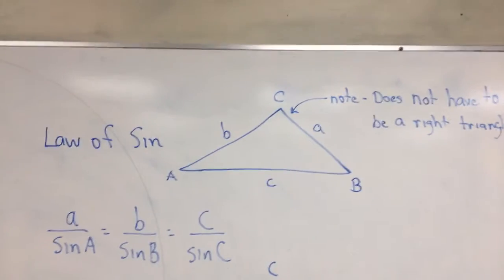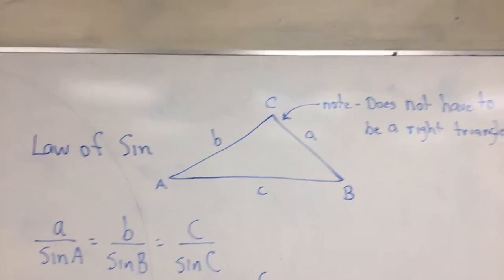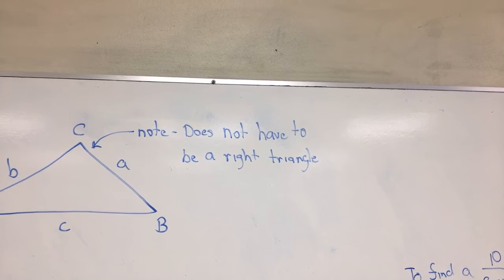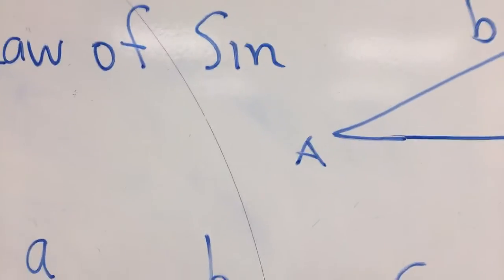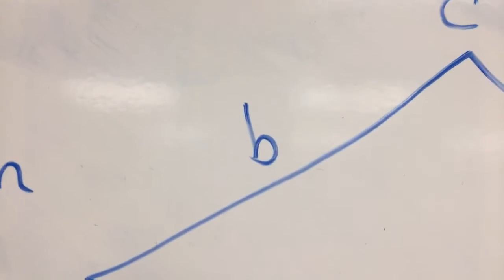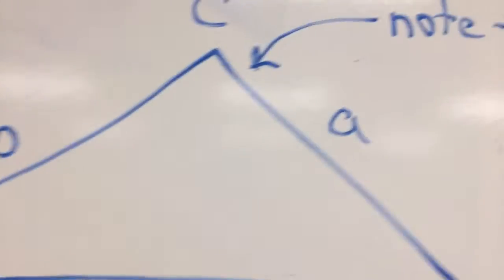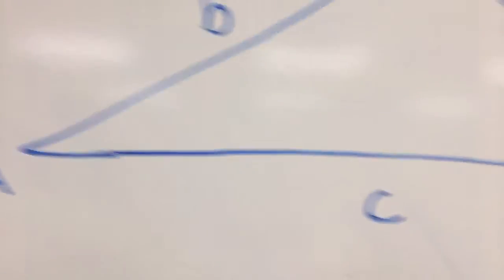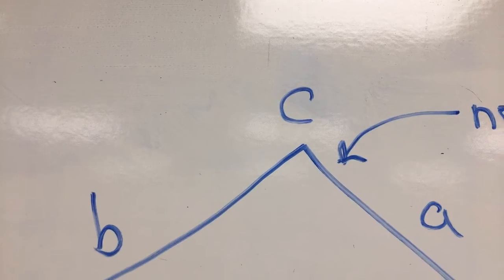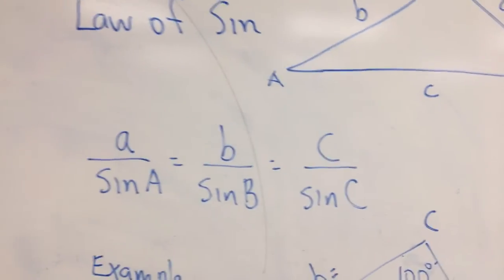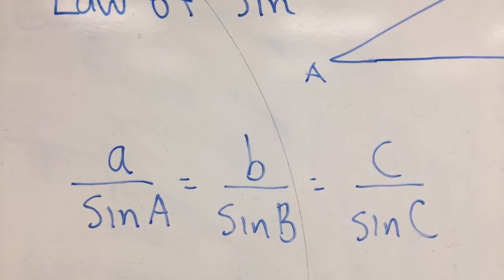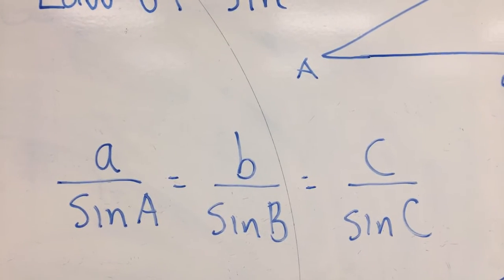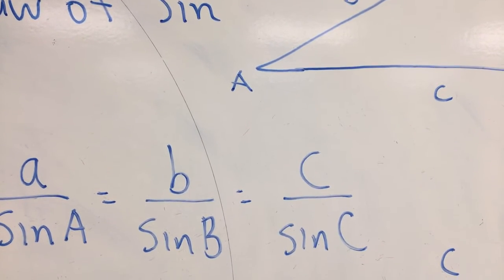The law of sines says that if you have a triangle, and notice, it does not have to be a right triangle, and we label it such that angle A, angle B, angle C, and then notice that the side B is opposite angle B, and side A is opposite angle A, and side C is opposite angle C. The law of sines says that I can make a proportion out of this. I can take the length of A over the sine of angle A is equal to the length of B over the sine of angle B is equal to the length of C over the sine of angle C.